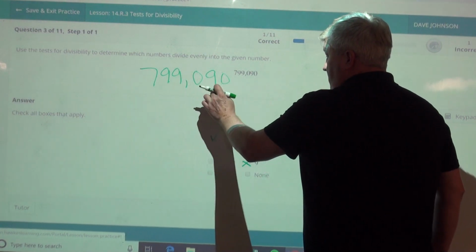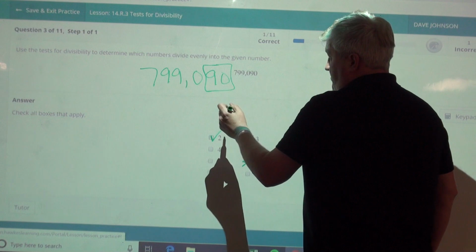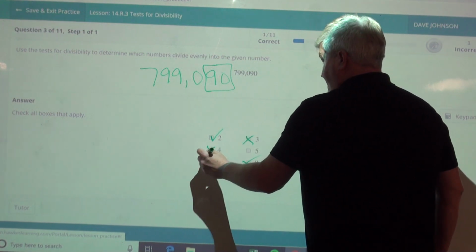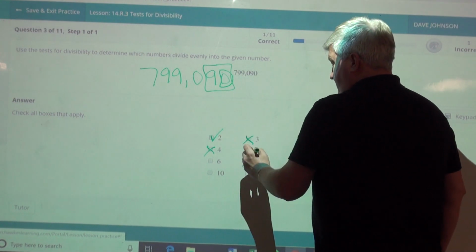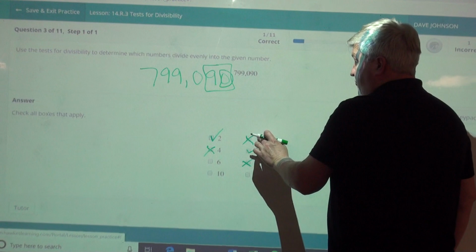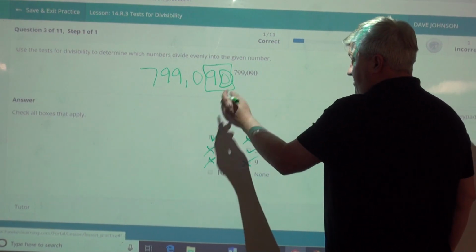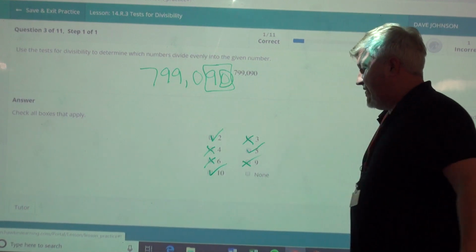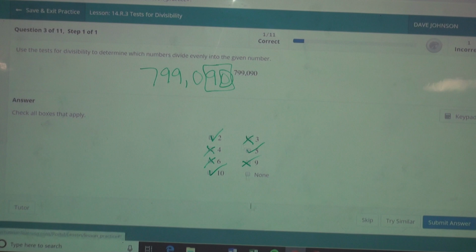4. The last 2 digits, 90 divided by 4. Is that even? No. 5. Does it end in a 0 or a 5? Yes, it does. 5 is good. 6. If it's divisible by 2 and by 3, it's not. So 6 is out. And then 10, if it ends in a 0, which it does, it's divisible by 10. So 2, 5, and 10 are my options here. 2, 5, 10, yes.